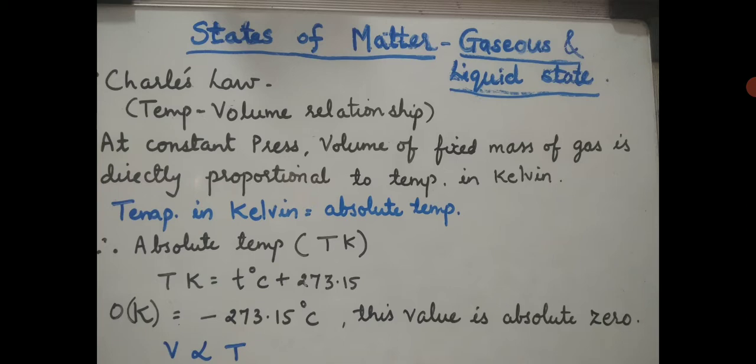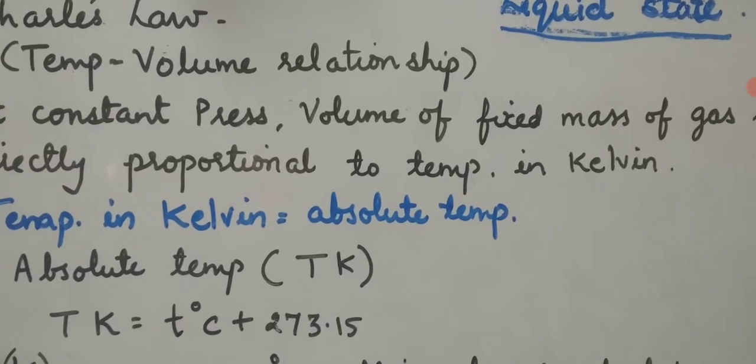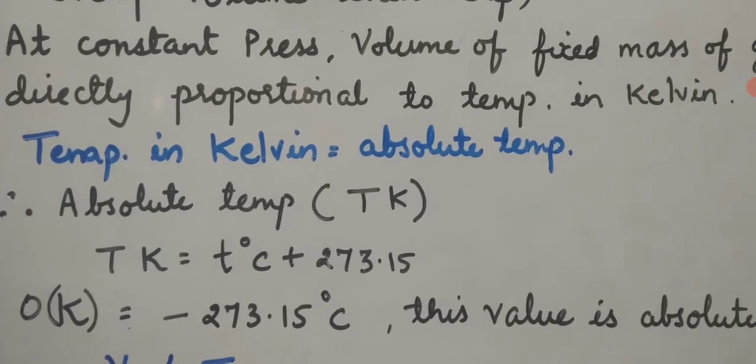This temperature in Kelvin is also called absolute temperature. So you can see here, temperature in Kelvin is called absolute temperature, T in Kelvin. You can always convert degree Celsius into Kelvin by adding 273.15. This we have already seen in chapter number 1.